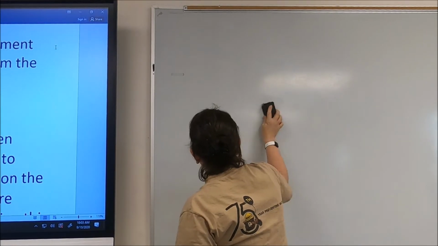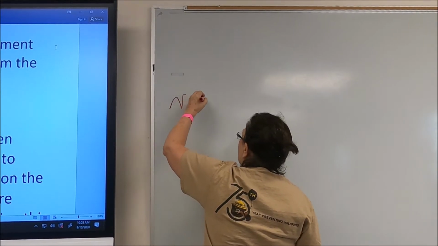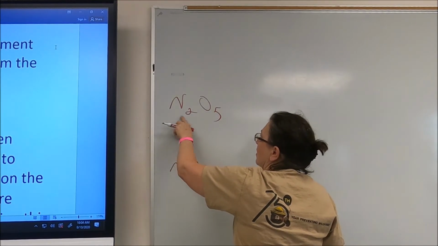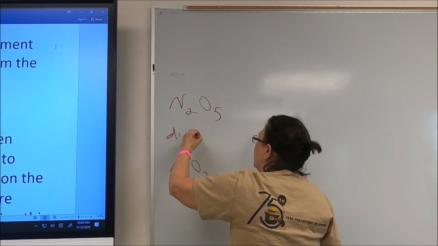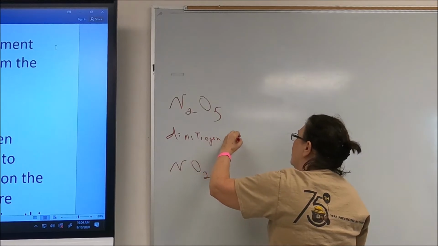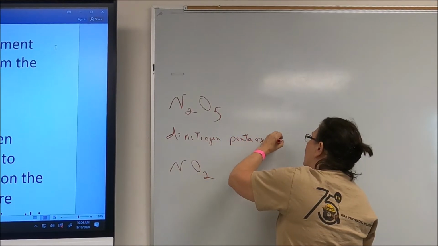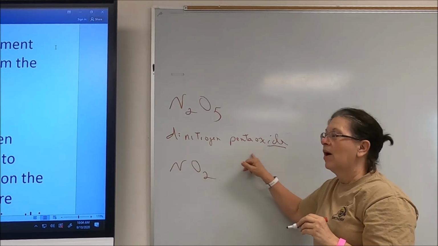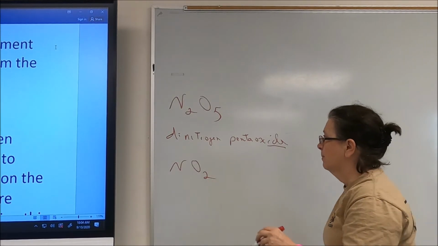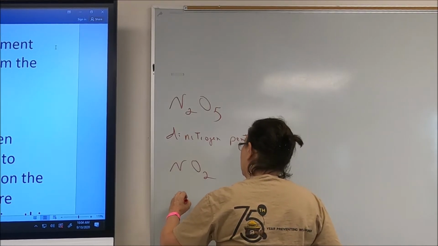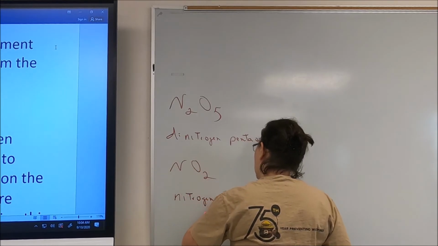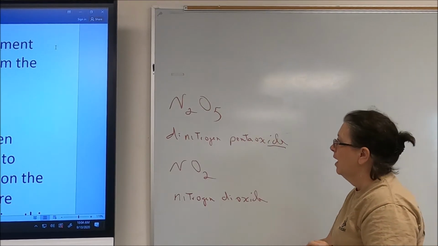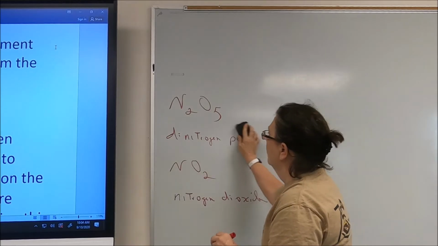Now, let's see. We look at these two compounds that contain nitrogen and oxygen. I have two nitrogens here, so it's dinitrogen, five oxygens, pentoxide. Now remember, we changed the ending of the last element in the name of the compound because I want to indicate a compound, not a mixture of elements. So this one would be nitrogen dioxide. Okay, so dinitrogen pentoxide, nitrogen dioxide.